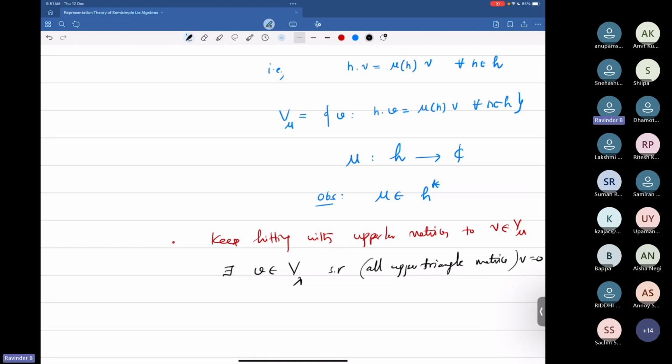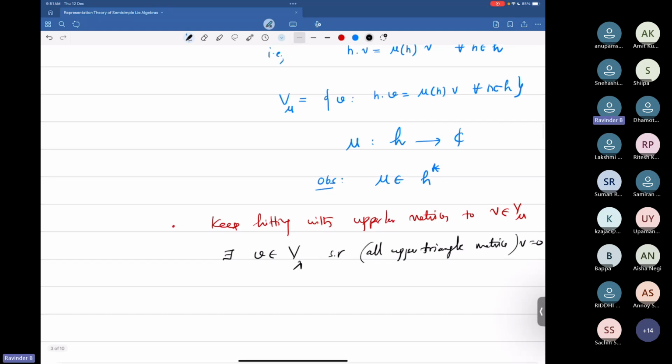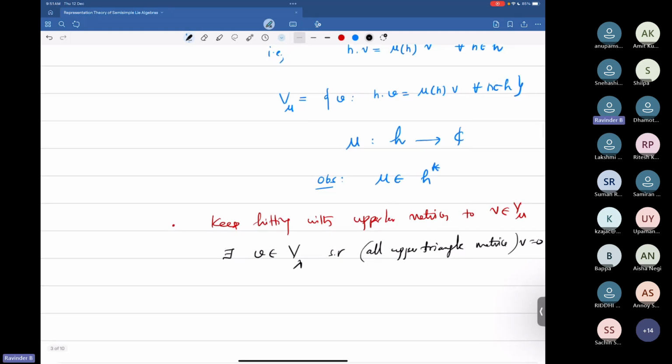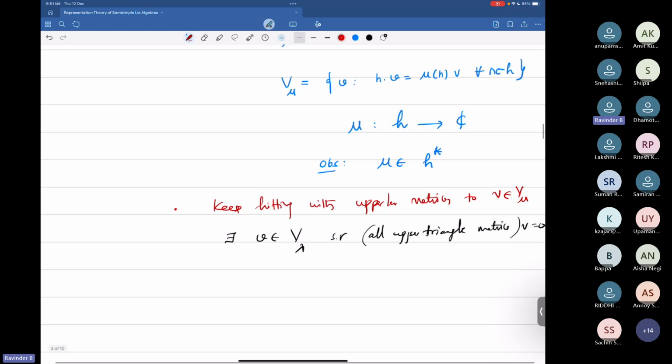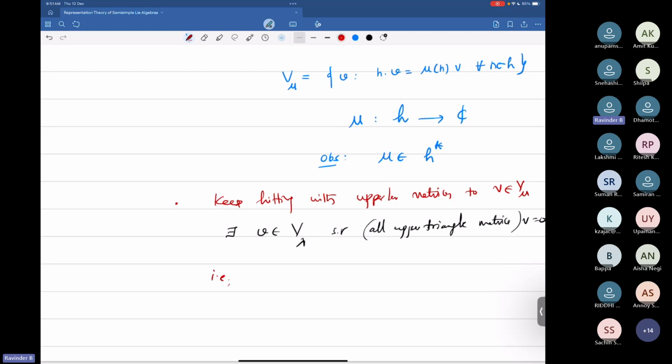Kills this vector. So now what you do, and this you call... what does that mean? It's an eigenvector, and all upper triangular matrices will kill it. So the notation, how do you denote it? Okay, maybe let's note it later when I do it for the entire G.